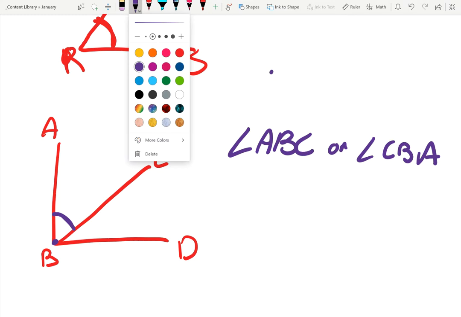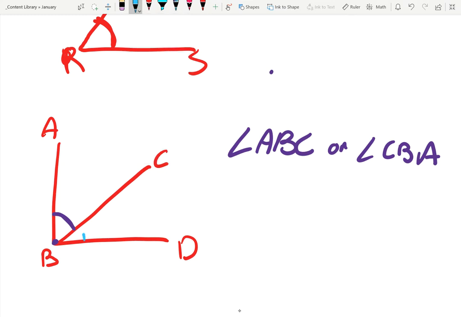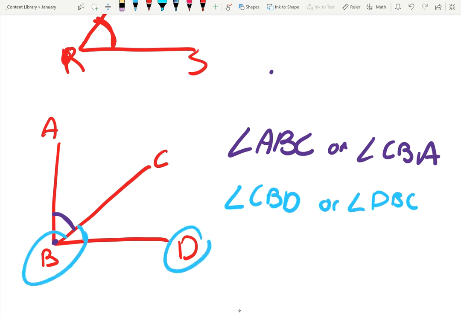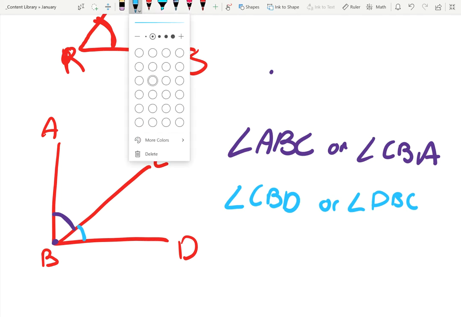What if you saw, let's use a light blue here, what about this wedge? Well, this wedge would be angle CBD, or if you want to reverse it, DBC. So we're talking about that angle. CBD references the wedge between the lines CB and BD. So again, you can write it backwards as well, as long as you're indicating the vertex point B in the center. But there's even more to this than that.